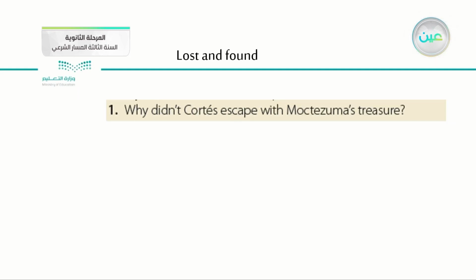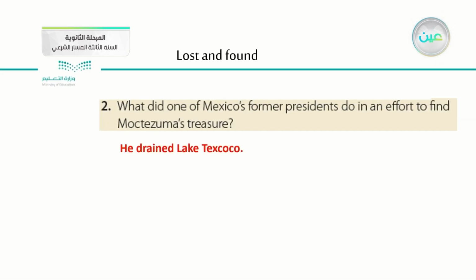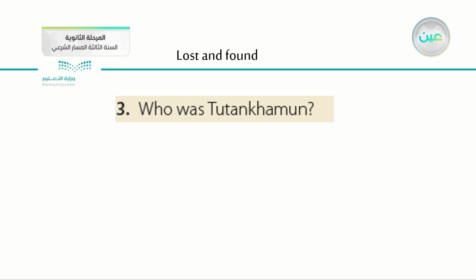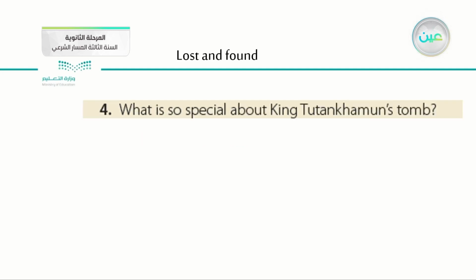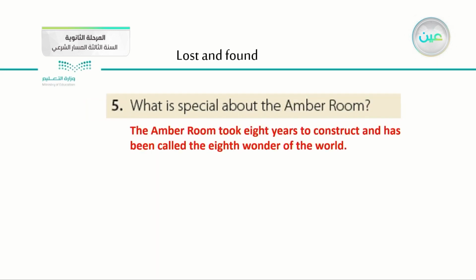So this is the first question. Let's do it together. Because the Aztecs fought Curtis and his men. So this is the answer. Number 2, he drained Lake Texcoco. Okay, so he drained Lake Texcoco. And of course, this is number 3, which is he was a king of Egypt. So this is Tutankhamun. And number 4, it is the best preserved royal tomb ever discovered. And number 5, let's see together, guys. The Amber Room took 8 years to construct and has been called the 8th wonder of the world.